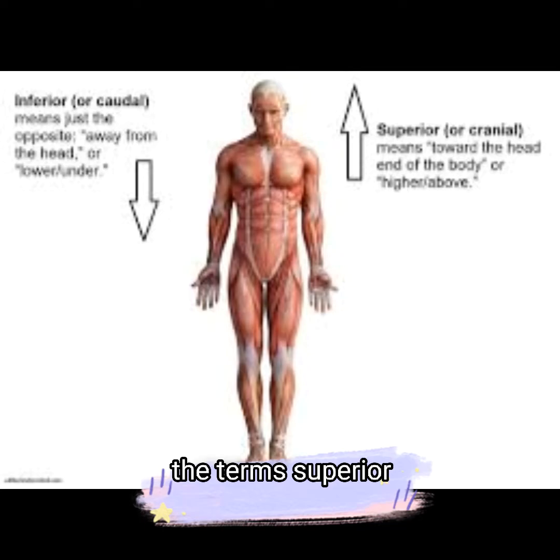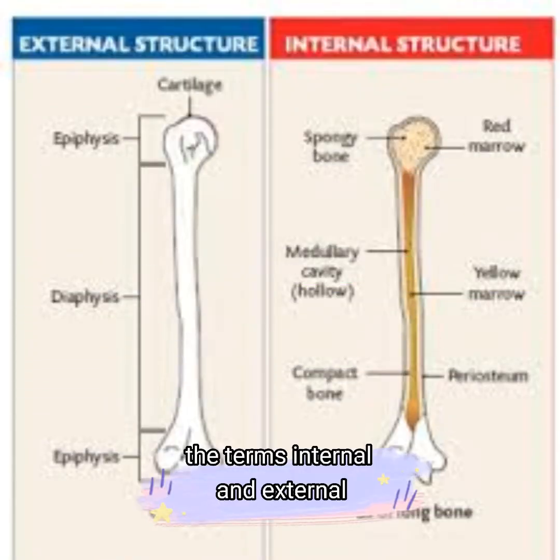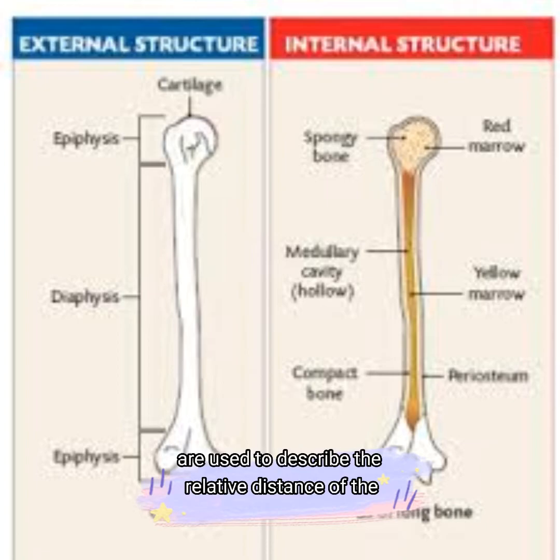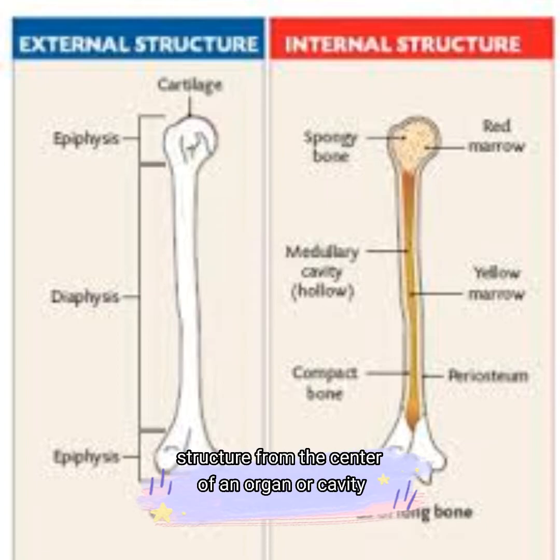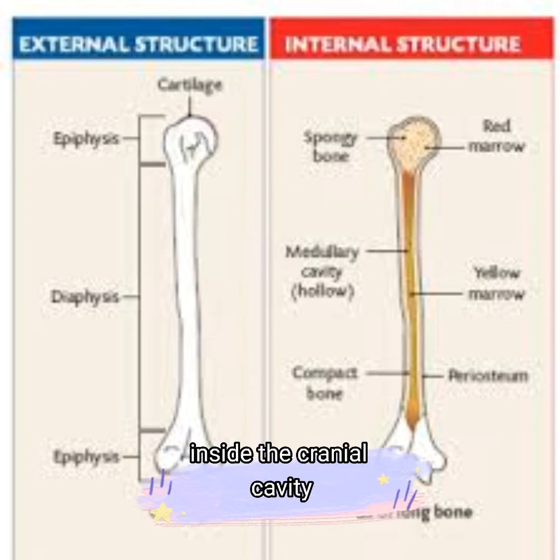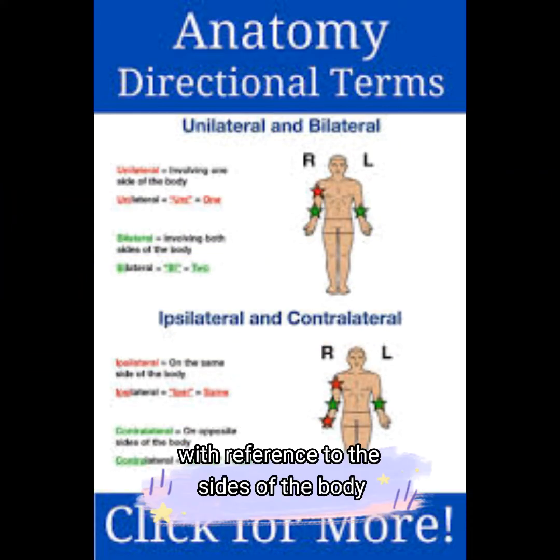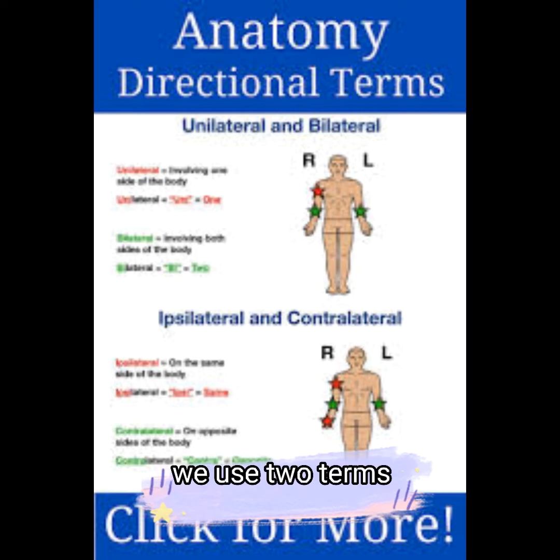The terms superior and inferior denote levels relatively high or low with reference to the upper and lower ends of the body. The terms internal and external are used to describe the relative distance of the structure from the center of an organ or cavity. For example, the internal carotid artery is found inside the cranial cavity and the external carotid artery is found outside the cranial cavity.